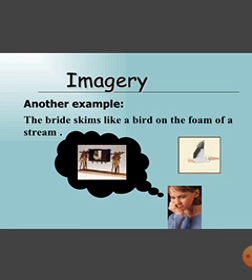The bride skims like a bird on the foam of a stream. A bird is very light and easily carries itself. So when you are saying that a bride skims like a bird, you are saying the way the bride moves, she could be so slim, so light, she's able to lift herself up like a bird on the foam of a stream. So let's look at the next one.